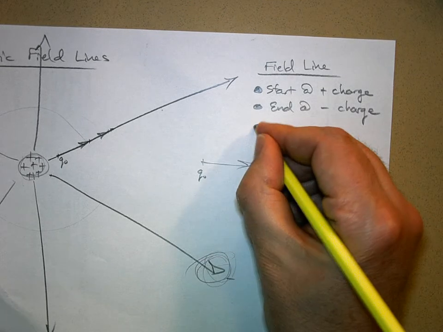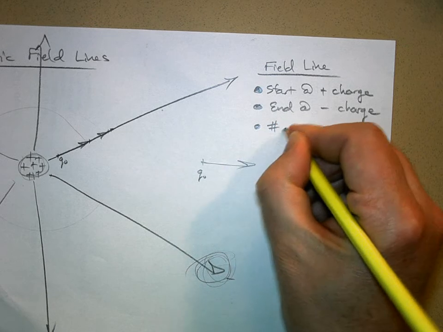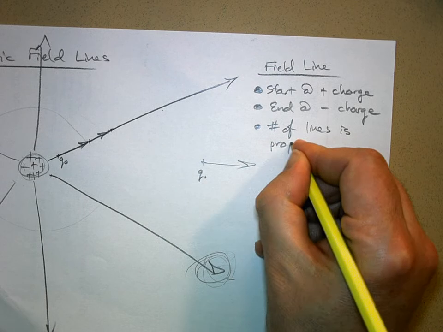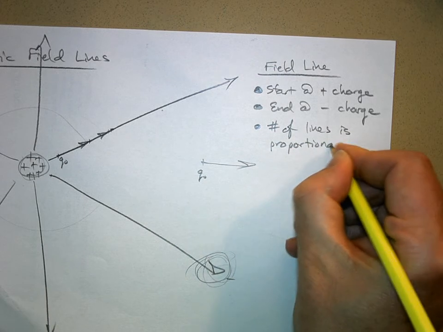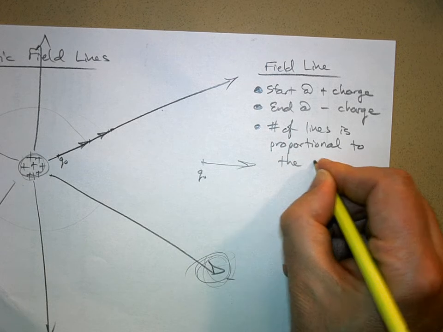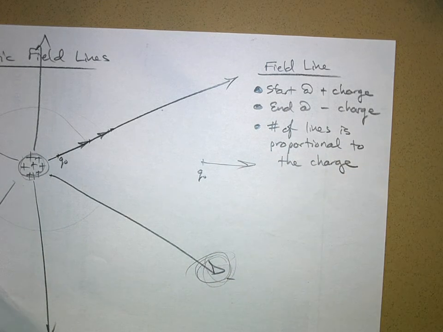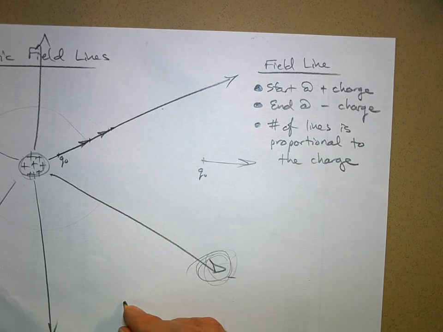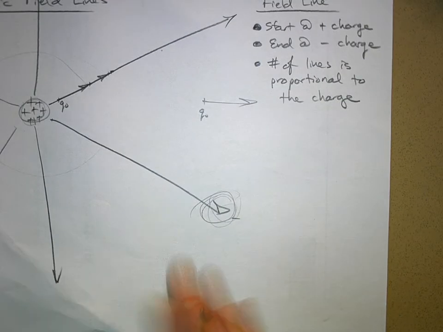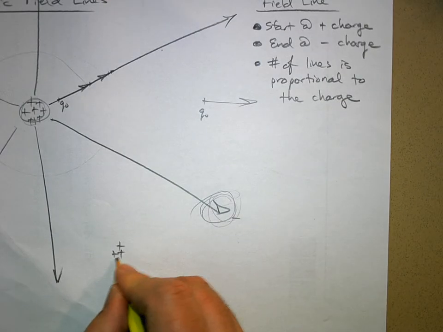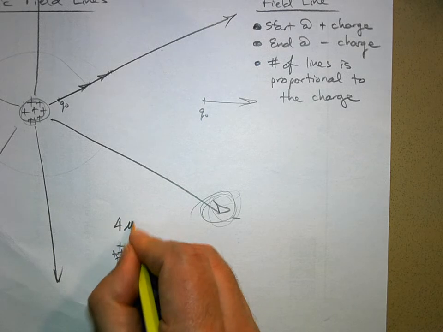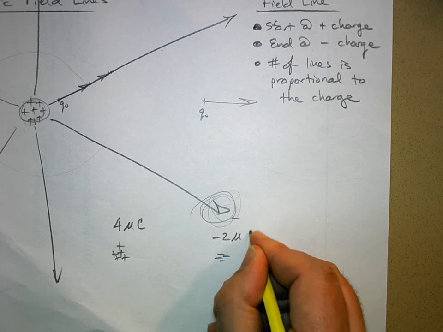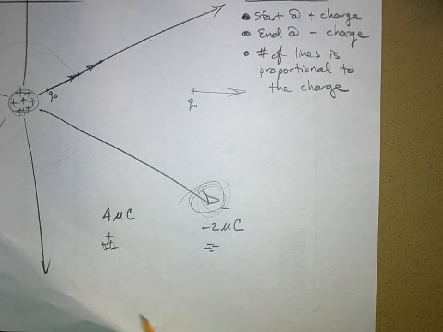Also, the number of field lines is proportional to the amount of charge. So if I gave you a problem where I've got some positive charge, maybe I've got 4 microcoulombs here, and I've got negative 2 microcoulombs here, well, you've got to draw the field around these two.